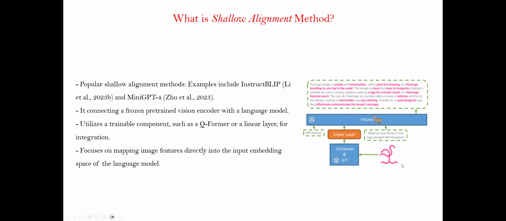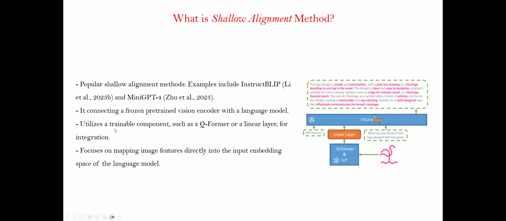So what is it? Suppose we look into any visual language model. There is a language model, which is Vicuna here, and there are text prompts, such as what do you think of this logo design. Then there is a Q-Former and ViT and a linear layer. This is basically a transformation that converts a visual input to the input that matches with the language space. So it is connecting a frozen pre-trained visual encoder with the language model.